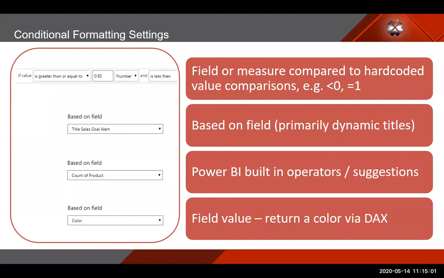Then based on a field, I'd say that's primarily dynamic titles. So you're saying, hey, I'm going to use this measure to return what the title should be, and just use that. There's no color formatting, obviously, in this. There's no returning any if this then that, and you're controlling that in the settings. This might be better explained in the demo. But then the third one, I am going to cover also Power BI built-in operators. So Power BI will suggest some things, and these are definitely useful too, like counts.